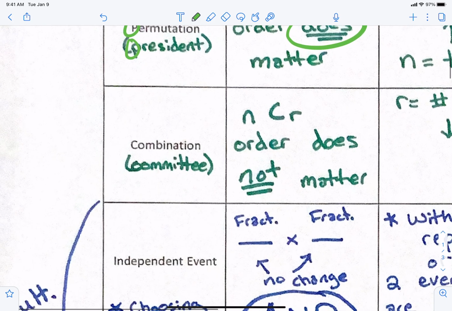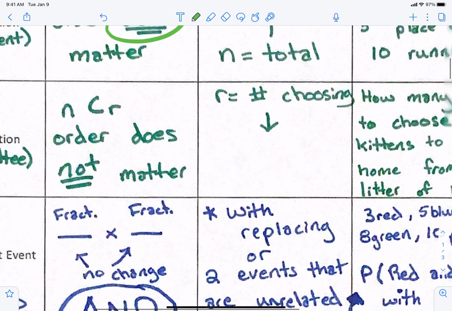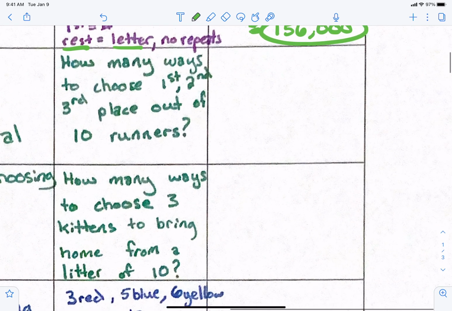Okay, NCR is committee. So if everybody is doing the same job or everything is equal and you're just trying to choose a certain number out of a group and everybody's doing the same job or all of them are equal, then it's going to be a combination. NCR, order does not matter. Okay, so let's look at the 2 different scenarios.